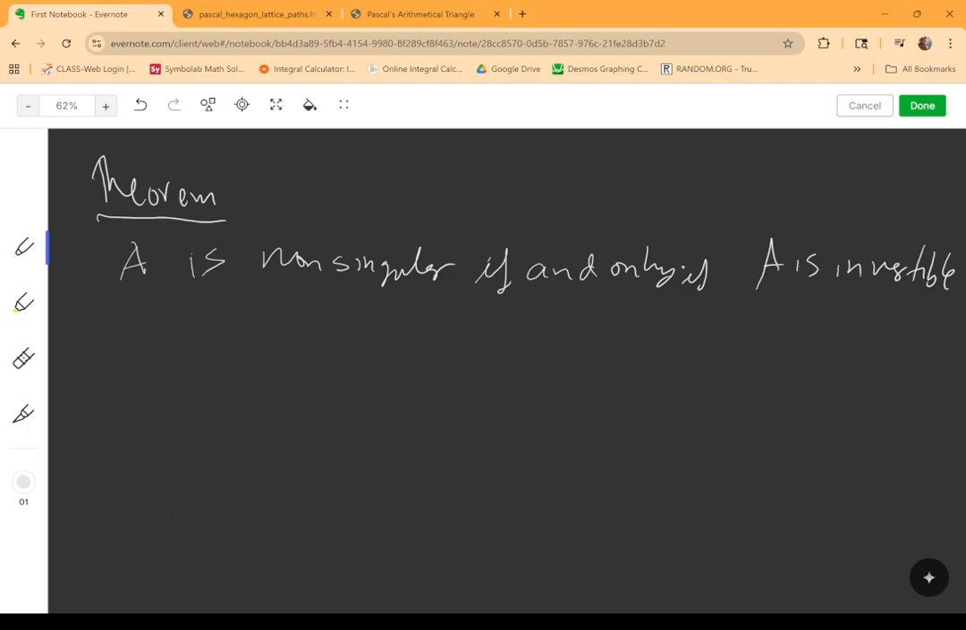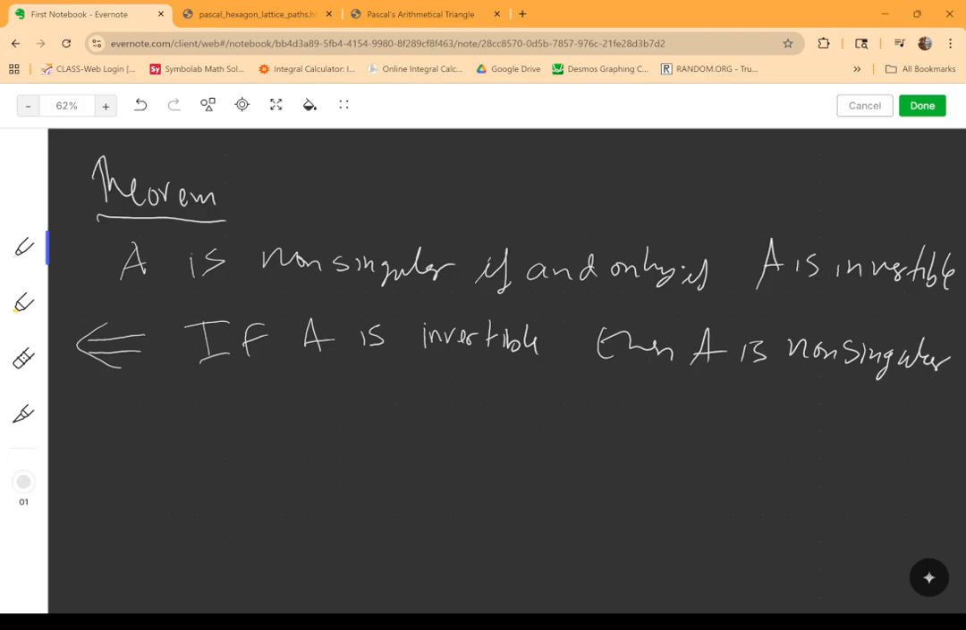Okay, so again, that if and only if is a much stronger statement, so we need two directions to prove this here. So the first direction, let's say that we're going to prove the statement: if A is invertible, then A is non-singular.